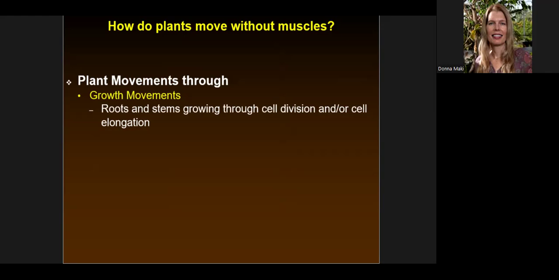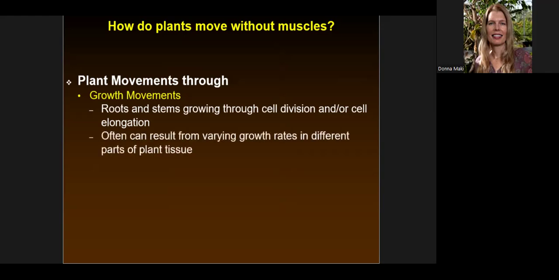So growth movements: cell division, elongation of the stem tip or the root tips. Often this can cause different growth rates. And I'll give you some examples as we work through this.